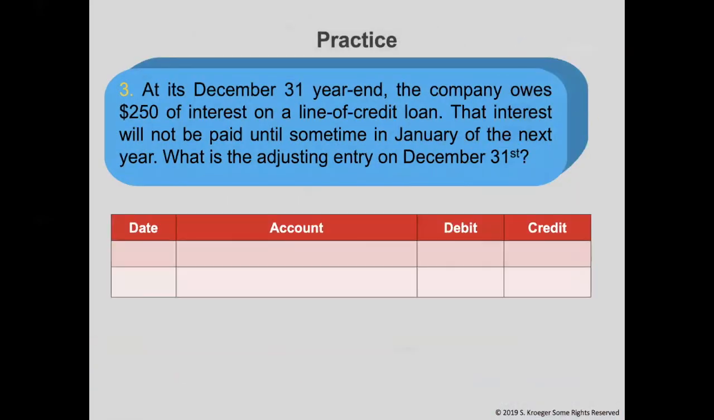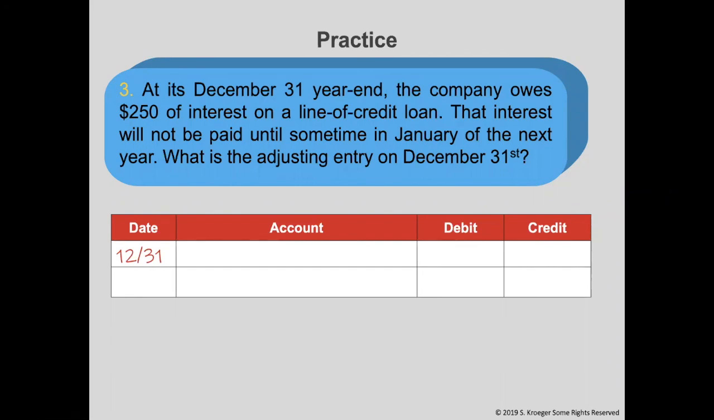Number 3 on your classwork states, at its December 31st year end, the company owes $250 of interest on a line of credit loan. The interest will not be paid until sometime in January of the next year. What is the adjusting entry on December 31st? Here we owe interest. It has been incurred on our bill, but we will not be paying it yet. Remember, the date will be the last day of the time period, which will be December 31st in our examples. The entry for accrued expenses will be a debit to an expense account and a credit to a liability account.